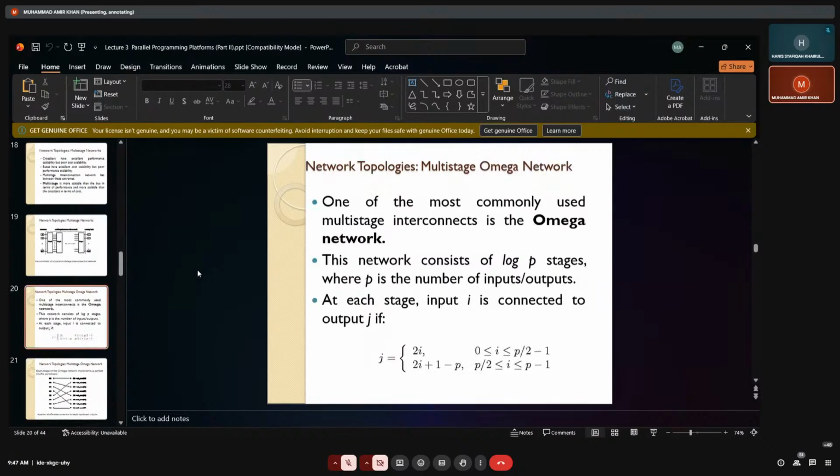So one of the most commonly used multi-stage switches is the Omega network. Omega is also a multi-stage network. This network consists of log P stages, where P is the number of inputs and outputs, and input I is connected to output J. Understand? So this is basically the variant, the omega. How?